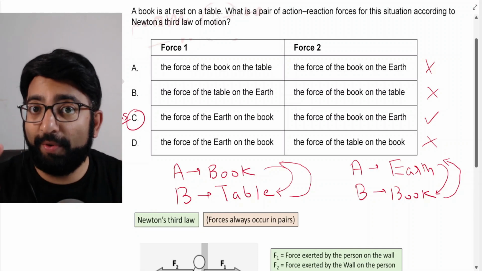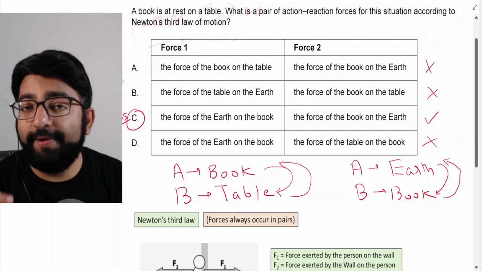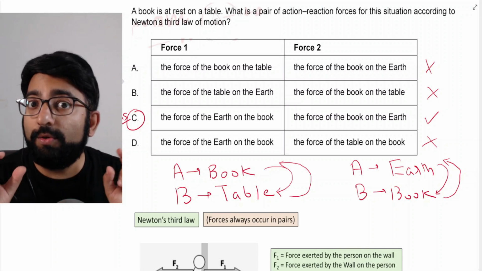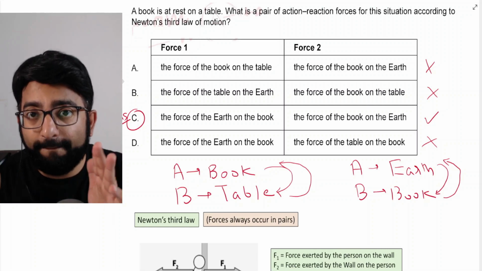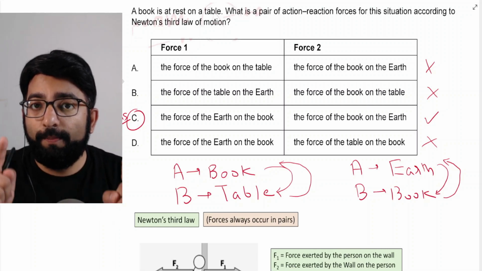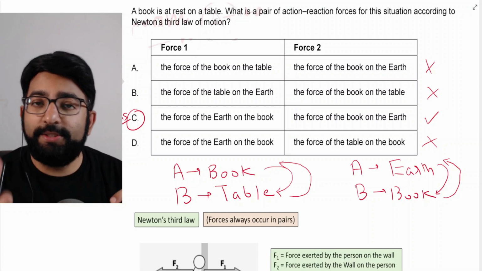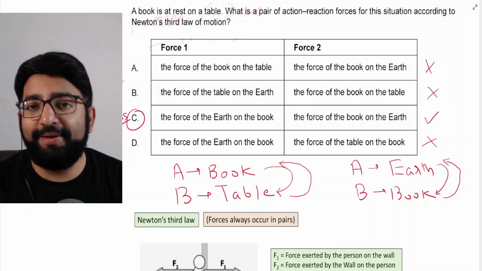And that's how we solve questions on Newton's third law. All we need to determine is what the two objects A and B are. Force 1 will be A applying a force on B, and force 2 will be B applying the same force on A. But of course, the direction is opposite.